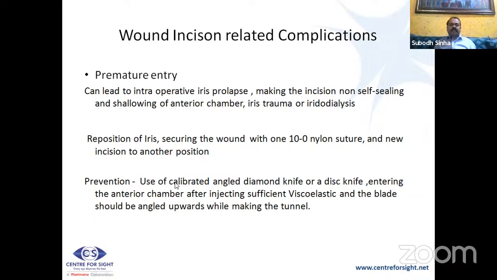A calibrated angled blade may help initially because you have a better idea of the depth of the incision. Enter the anterior chamber after injecting sufficient viscoelastic, and the blade should be angled upward while making the tunnel. That also helps.